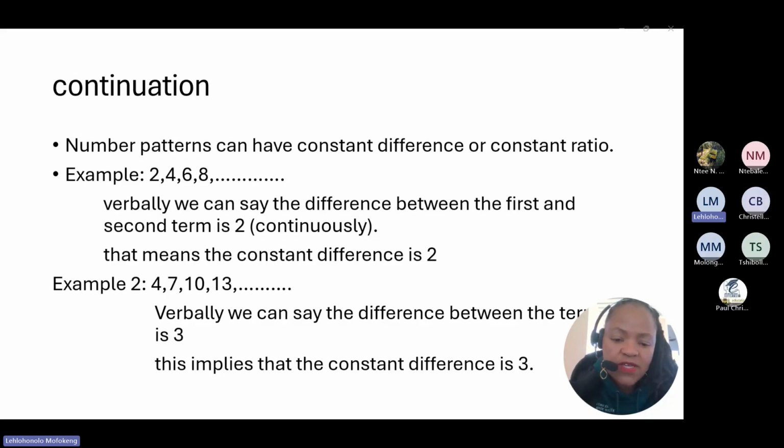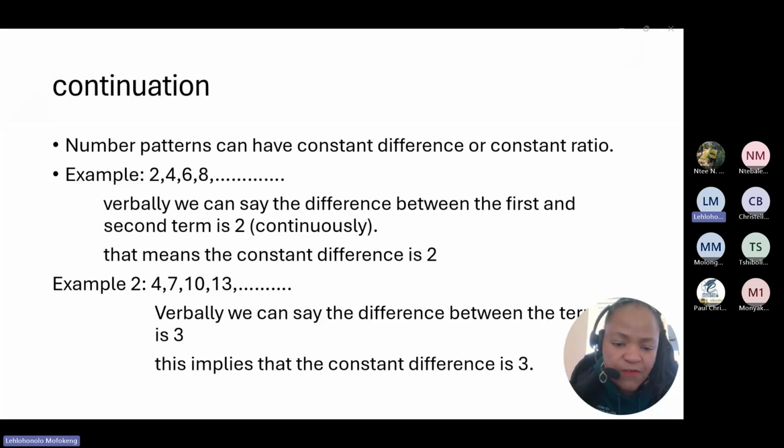On the sequences we talked about on the previous slides, we have something called the constant difference or the constant ratio. It will depend on the arrangement of the pattern or sequence. Here we have 2, 4, 6, and 8, and then we check: do we have a constant difference or a constant ratio? Do we have division, multiplication, addition, or subtraction? Here we have addition. When we have addition, we say we have a constant difference, not a constant ratio.